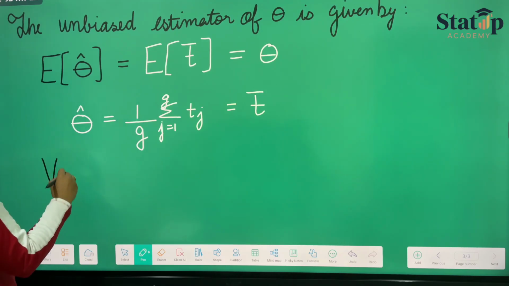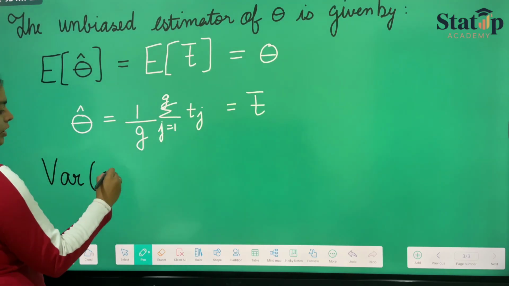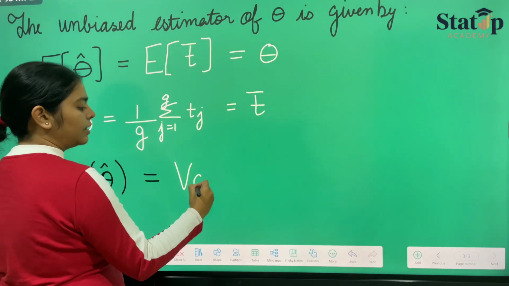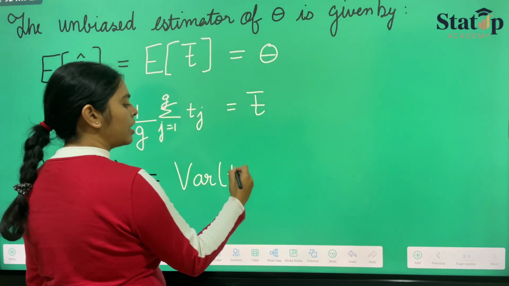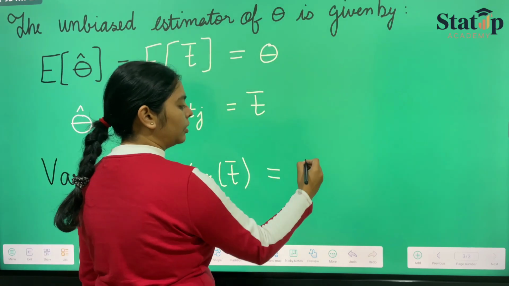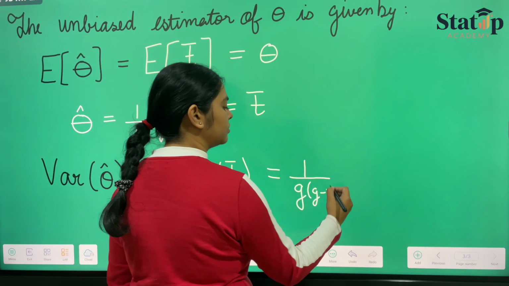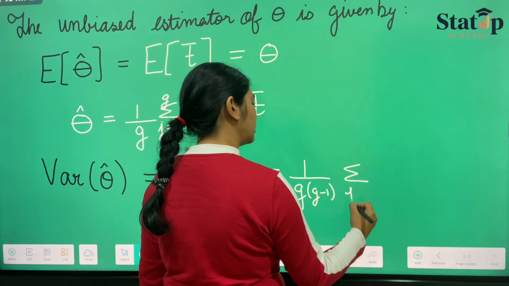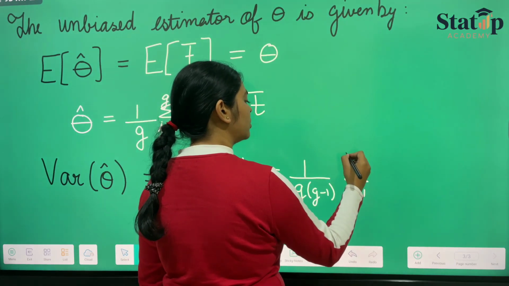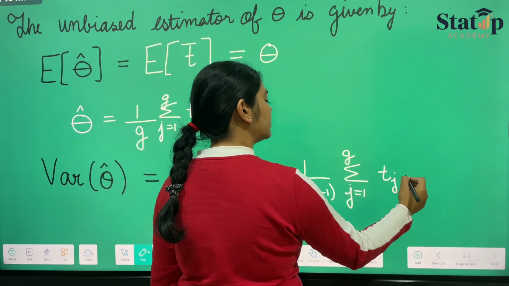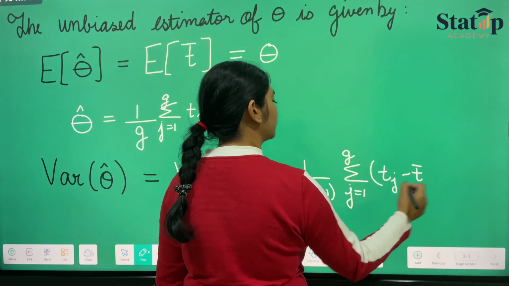And about the variance, if we talk about variance of theta cap, it will be nothing but variance of T bar, and variance of T bar has the formula 1 upon g minus 1 into summation j goes from 1 to g, Tj minus T bar whole square.